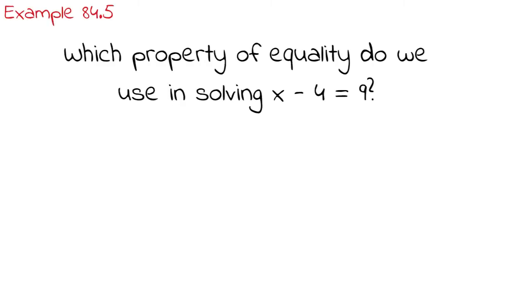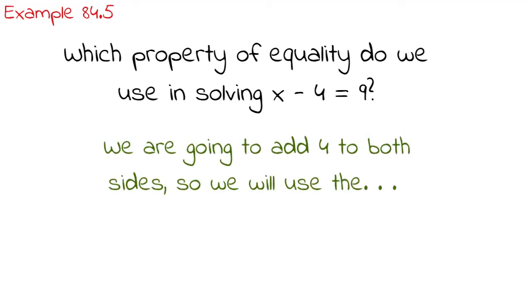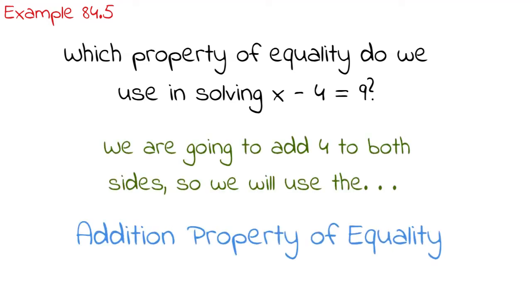In example 84.5, we're just going to think about what we're going to do. Which property of equality do we use in solving x minus 4 equals 9? Well, we're going to add 4 to both sides, so we'll use the addition property of equality.